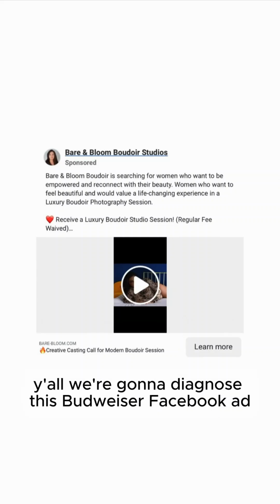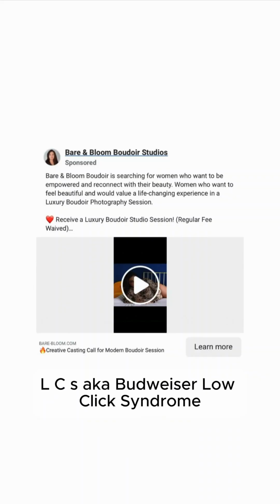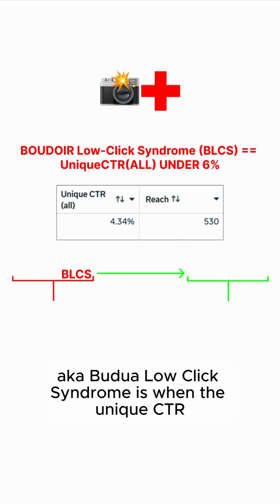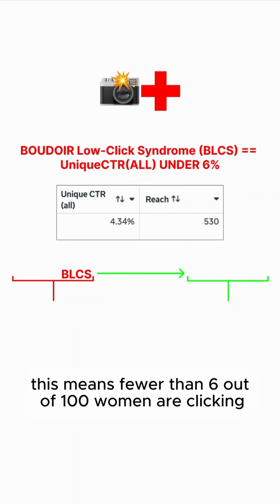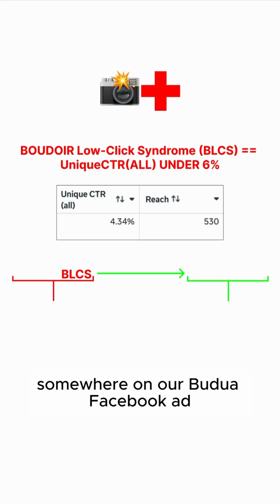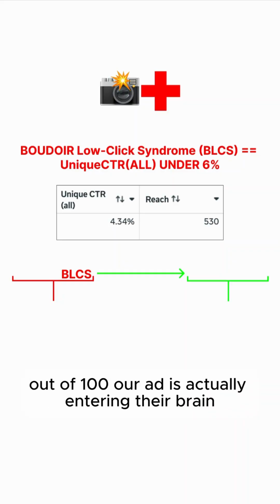All right, y'all, we're going to diagnose this Boudoir Facebook ad, see if we believe it has BLCS, aka Boudoir low-click syndrome. Boudoir low-click syndrome is when the unique CTR of our Boudoir Facebook ad is under 6%. This means fewer than 6 out of 100 women are clicking somewhere on our Boudoir Facebook ad. And that's the number of women, out of 100, that our ad is actually entering their brain.